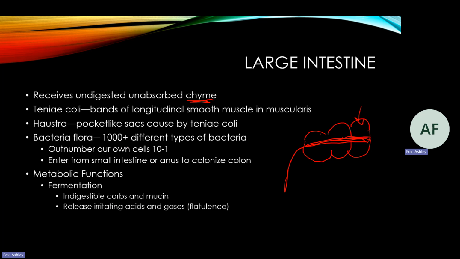Another major component of the large intestine is there's a lot of bacteria. Lots and lots. There's over 1,000 different types and species of bacteria that inhabit the large intestine. You have more bacterial cells than you have human cells in your large intestine. So 10 to 1 of bacteria cells to a human cell. They either come up or down, so they either go from the anus and colonize the colon, or from the small intestine come down by being eaten.